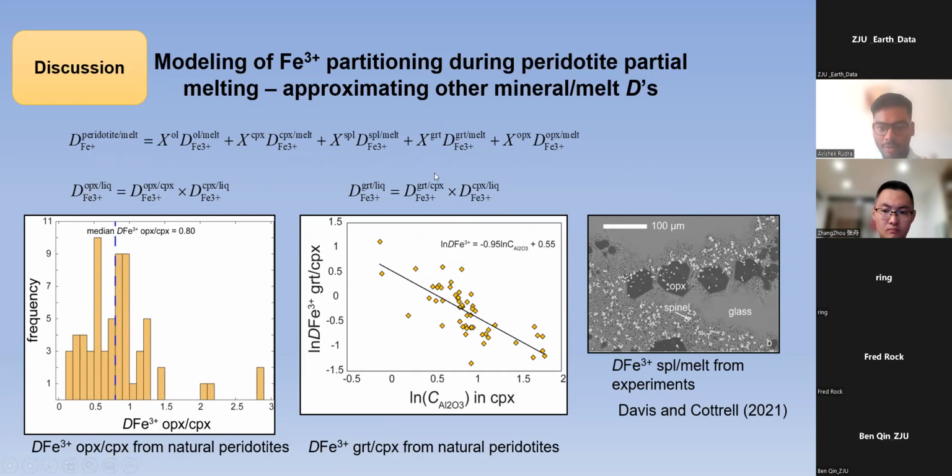So we relied on the CPX data to tell us what the garnet-melt or the OPX-melt partition coefficient will look like. For example, the OPX-liquid partition coefficient is a multiplication of the OPX-CPX partition coefficient and the CPX-liquid partition coefficient. The CPX-liquid partition coefficient we know from our experiments, and the OPX-CPX partition coefficients we calculated from the xenolith data. So using these two, we calculated what the OPX-liquid partition coefficient would be. Similarly for garnet.